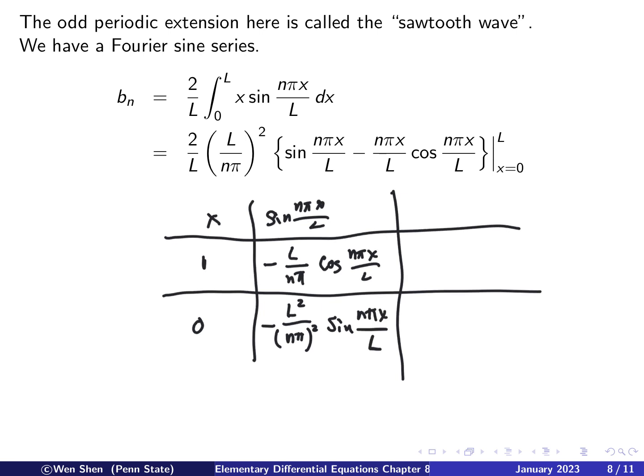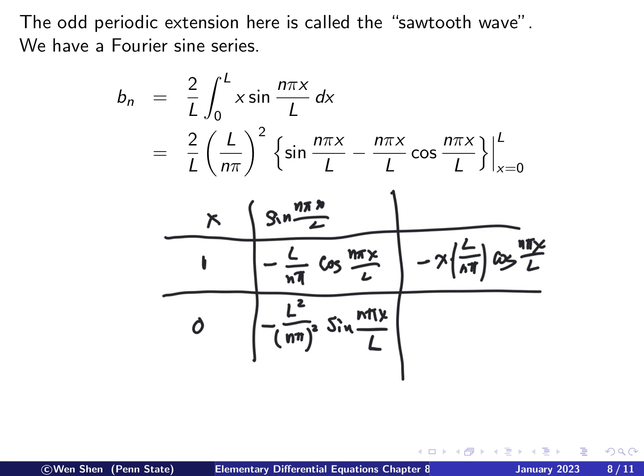Okay, and let's find the diagonal product. So the term here would be the product of this times that. Okay, let's write this out. I'll get negative x times L over n pi, and then cosine n pi x over L.